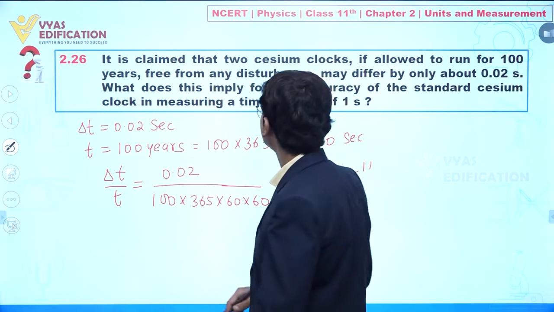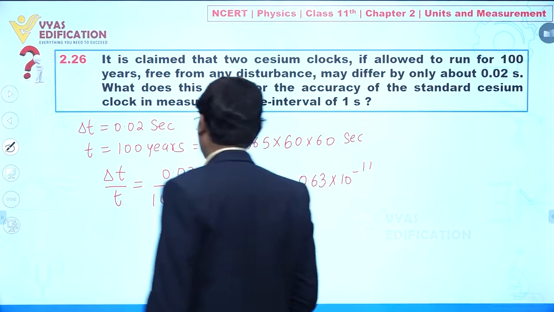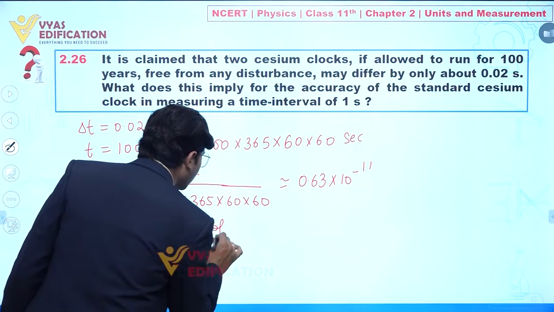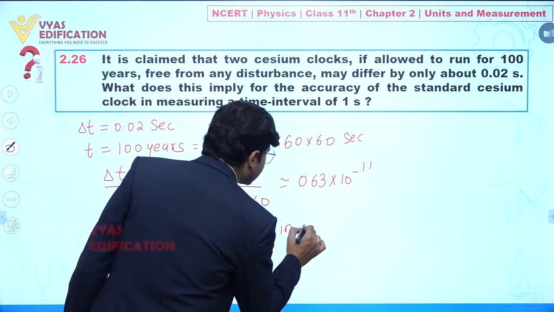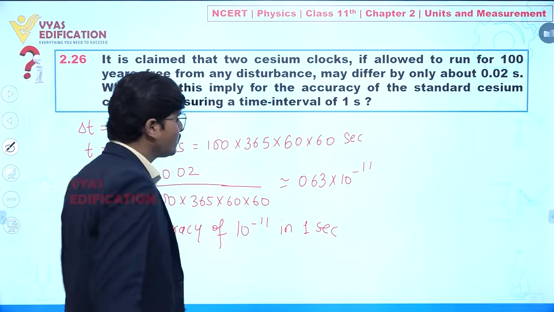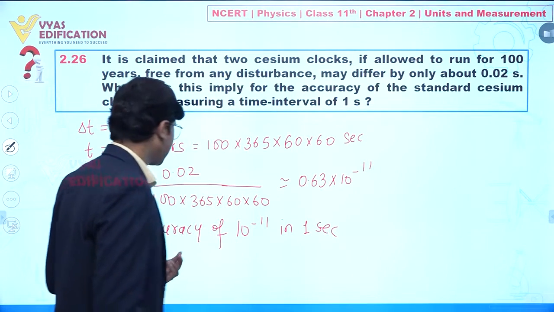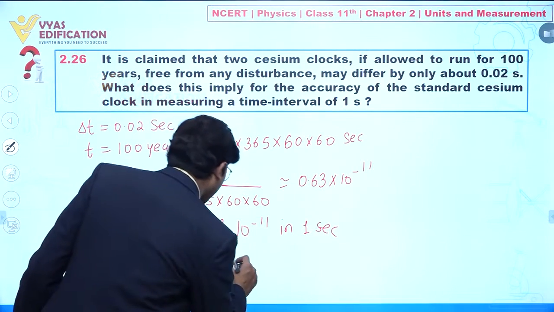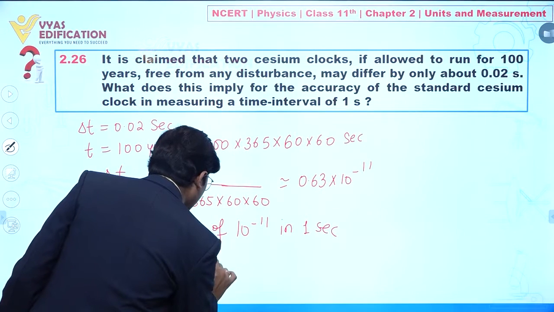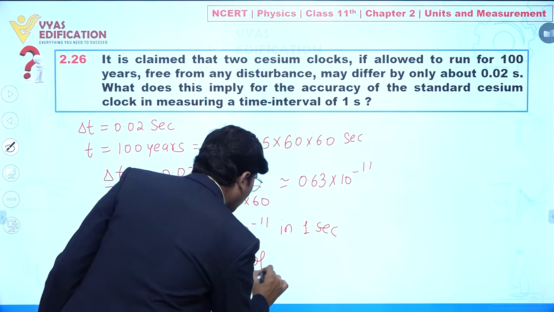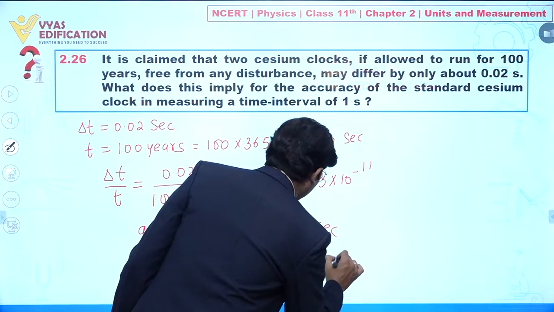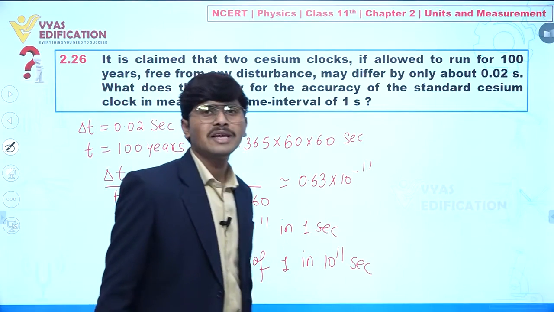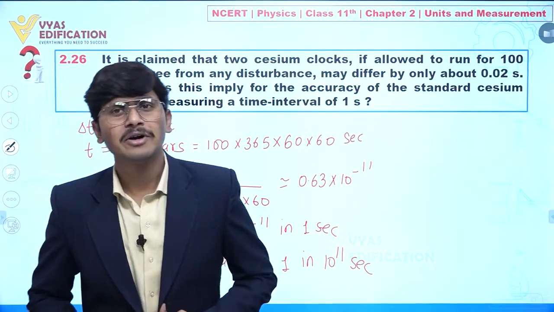So from here we can say we will find the accuracy. We are getting an accuracy of 10 to the power minus 11 in 1 second, because we are talking about 1 second. Or we can also say that we have an accuracy of 1 in 10 to the power 11 seconds. Clear to you? So this is all about this question.